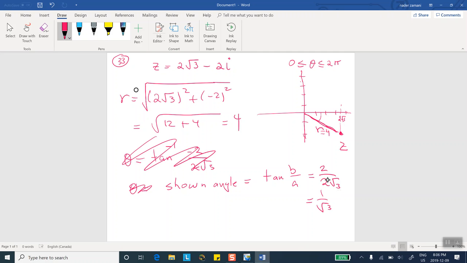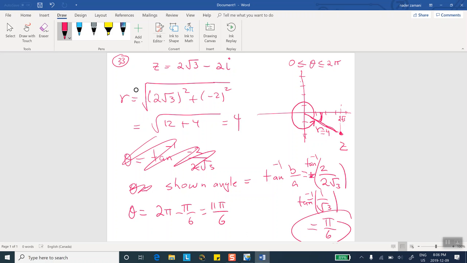And this is tan inverse, right? Let me write it like that. This is equal to tan inverse of 1 over root 3, and if you look at that, it's going to be pi over 6. So this angle is pi over 6, but that's not my argument, because I want my argument to be between 0 and 2 pi. So I can go like that. Okay. So the argument that they want in this problem is 2 pi minus pi over 6, and that is 11 pi over 6.